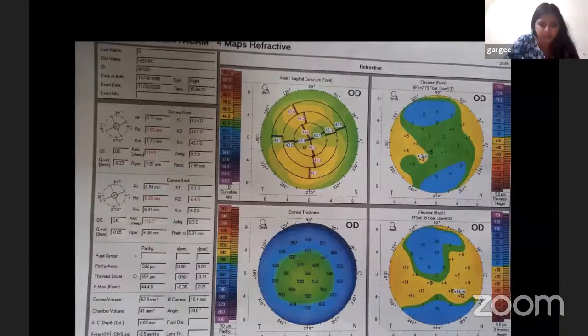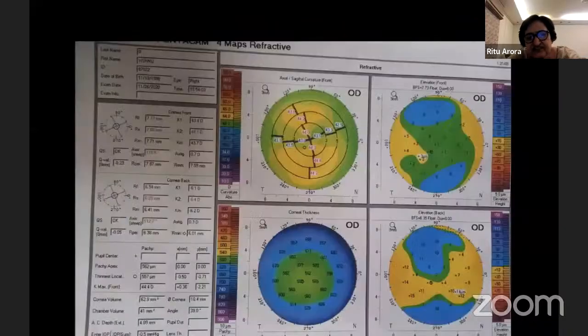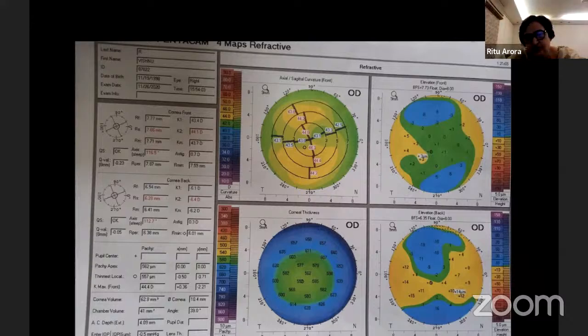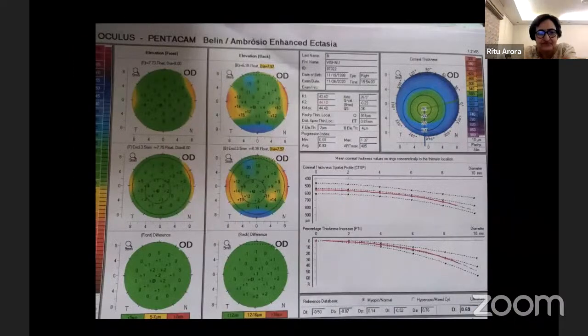No, 0.71, sir. Okay, fine. This means how much it is deviated from the center. Normally, up to 0.5 mm deviation is allowed, but this is 0.7, which is slightly more. That one parameter will not say that this is keratoconus. Yeah, that is true. So you have to have a lot of other things. Anybody wants to take the lead in describing this BAD?